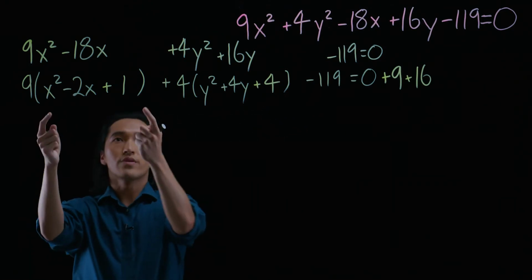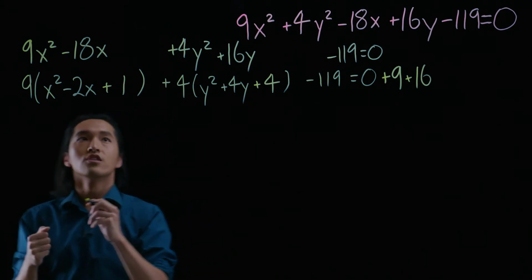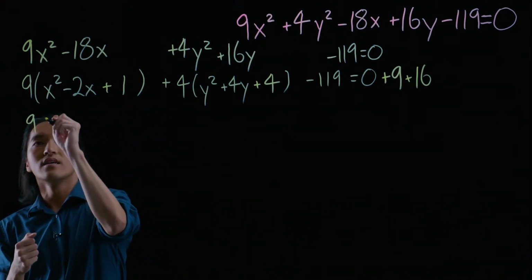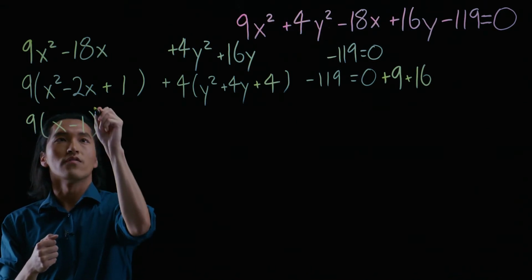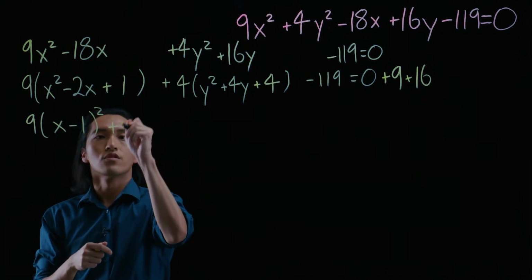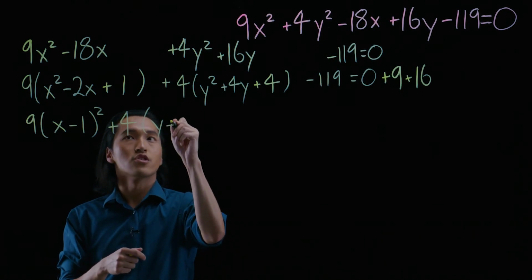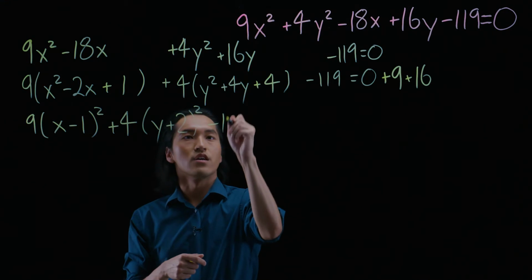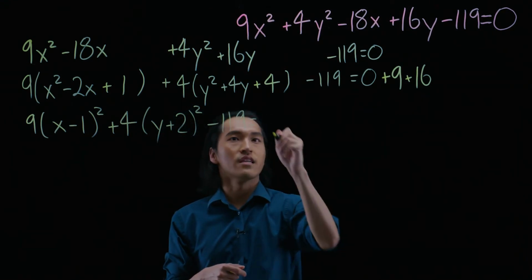Now that we have this, we can finally take these two values and complete the square. So now that becomes 9 times x minus 1, all of that squared. Meanwhile, this becomes 4 times y plus 2 squared, minus 119. We can just simplify this side. 9 plus 16 is 25.